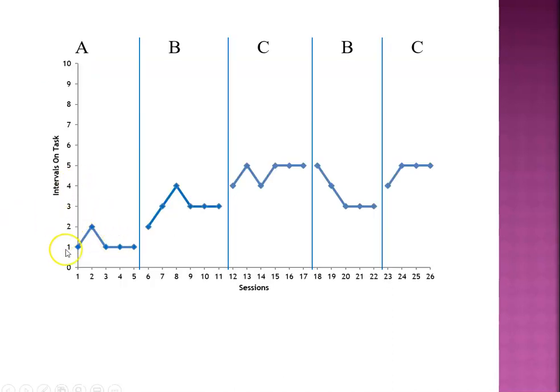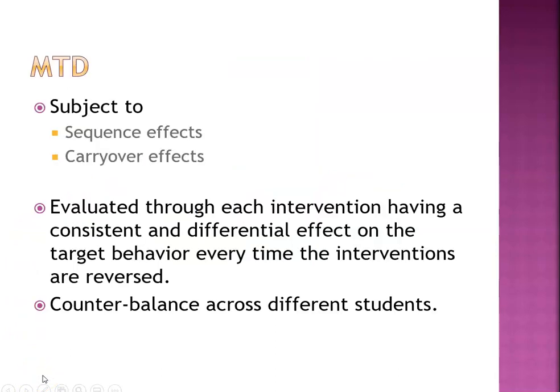Here's the example. This might be intervals on task, and here we have baseline data, and then we have 2 new classroom arrangements to test, which might help students be more on task. However, that's subject to that sequence effect or carryover effect, meaning if intervention B is followed by intervention C, there is a sequence effect, where only because it goes in that order is there a change. Or the carryover effect, which means intervention B impacts intervention C. So we need to counterbalance across students. The second student might have intervention A, CB, CB to look for different effects.